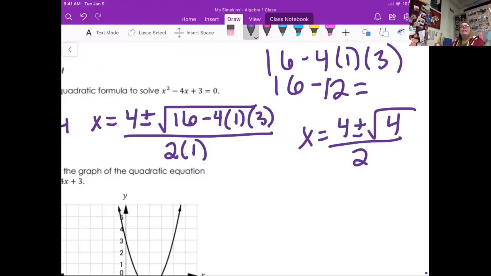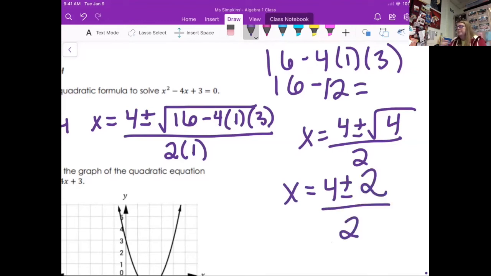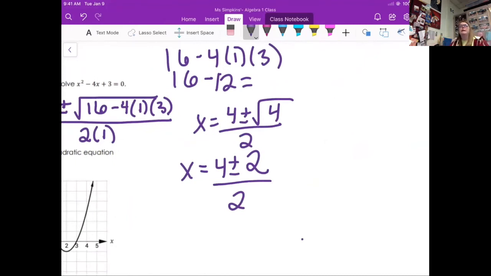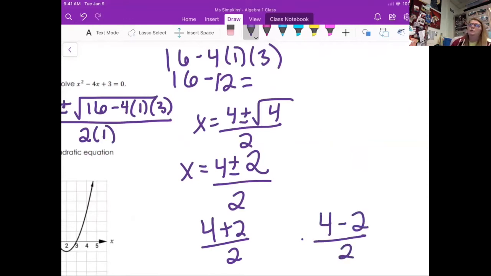Okay. Why do I like 4 so much? Because it's a perfect square. So let's go ahead and take the square root of 4. What's the square root of 4? 2. So guess what? Now I can separate my 2 answers. The first answer is going to be 4 plus 2 divided by 2. The second answer is going to be 4 minus 2 divided by 2.